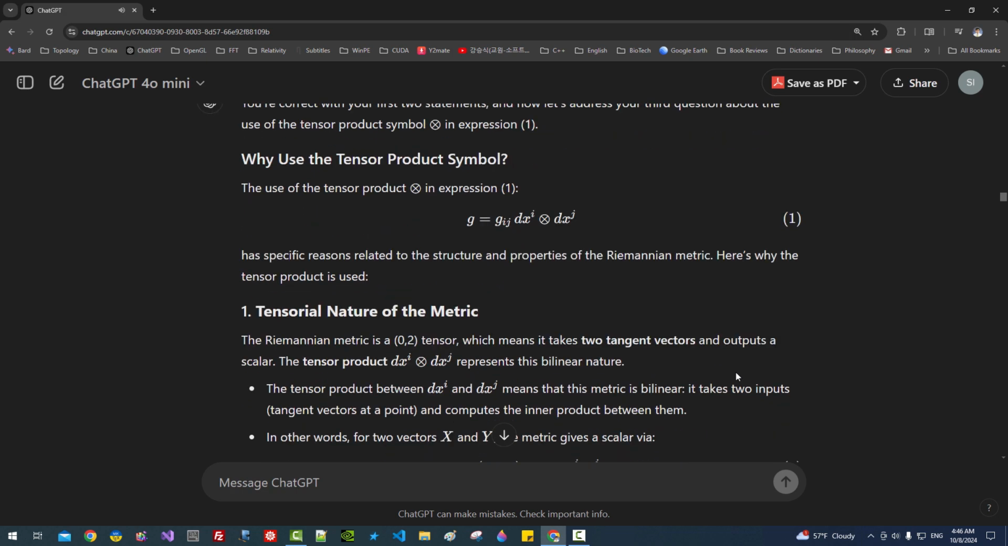Why use the tensor product symbol? The use of the tensor product ⊗ in expression 1, g = g_ij dx^i ⊗ dx^j, has specific reasons related to the structure and properties of the Riemannian metric. Here's why the tensor product is used.